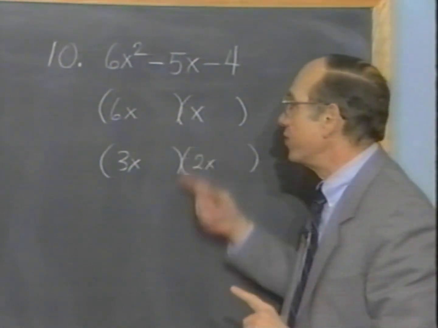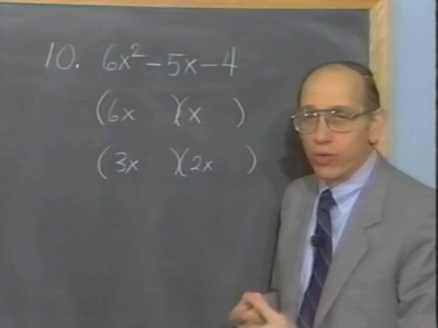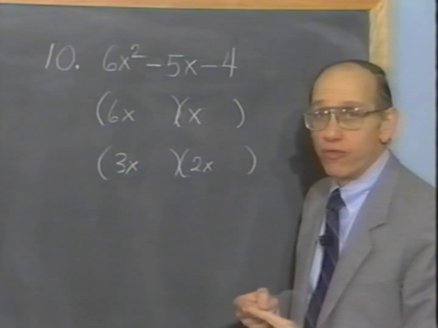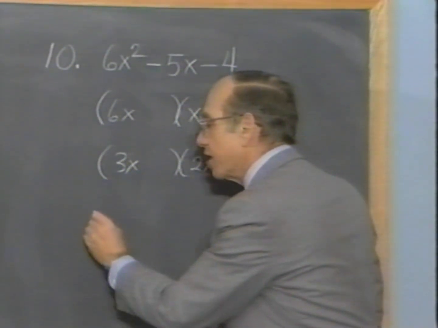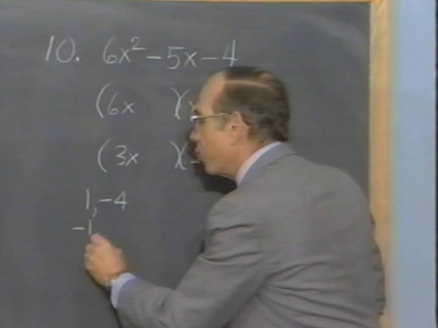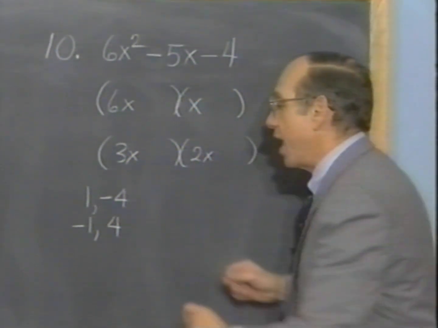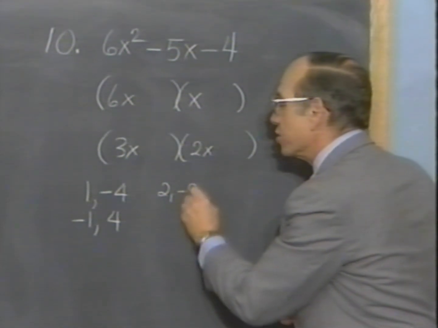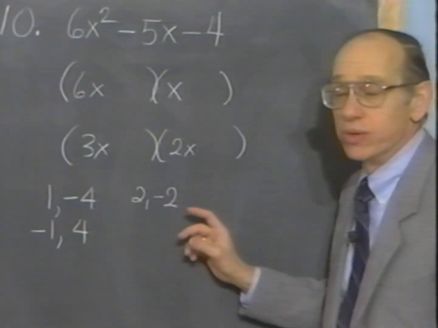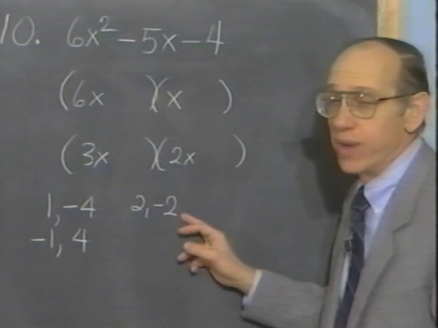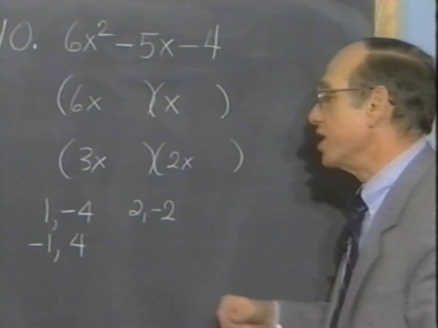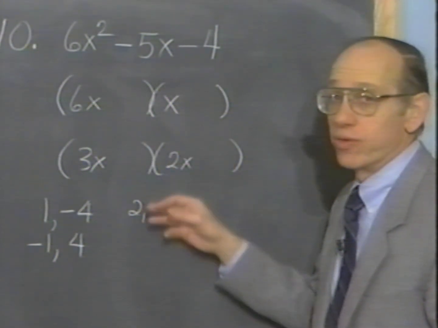Now, for each of these cases, we're going to have to check all the possible pairs of factors of minus 4. That means we've got to look at 1 and minus 4, minus 1 and plus 4, and 2 and minus 2. Of course, the other possibility would be minus 2 and plus 2, but that's the same as 2 and minus 2 because we really are going to try every possible arrangement that we can put into these parentheses.